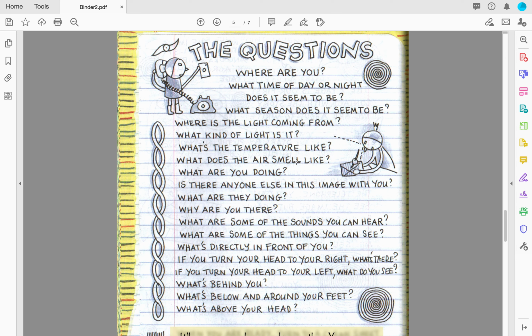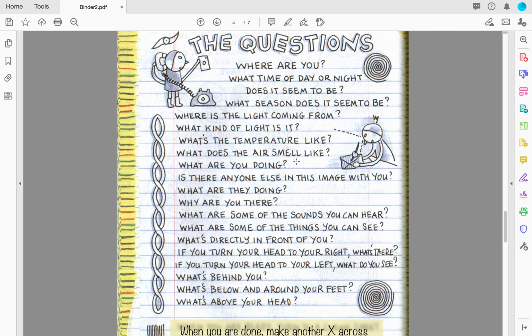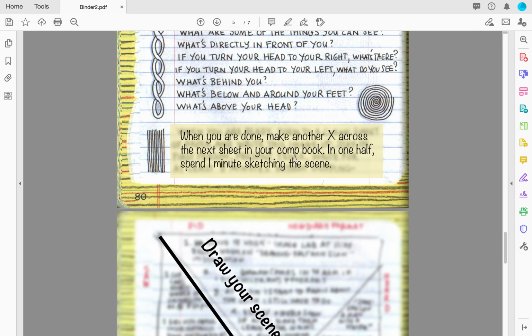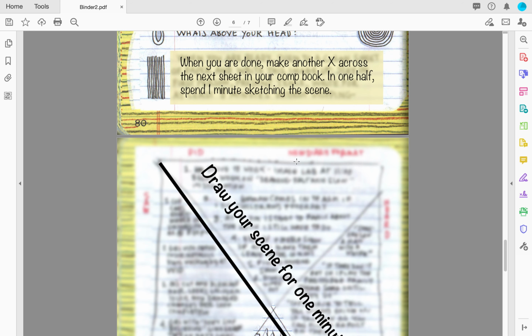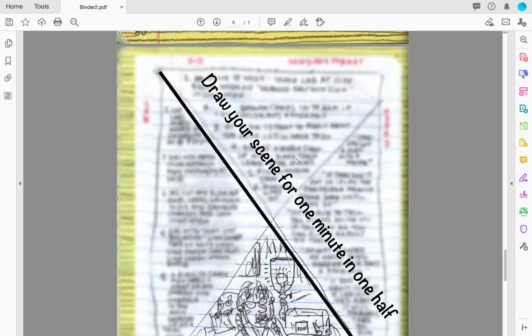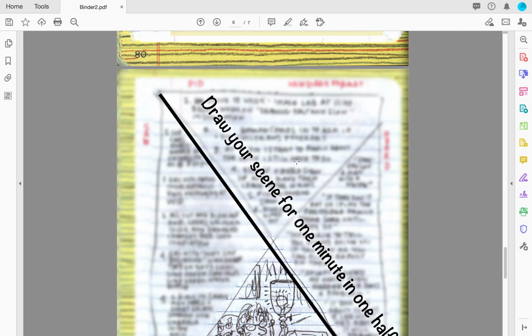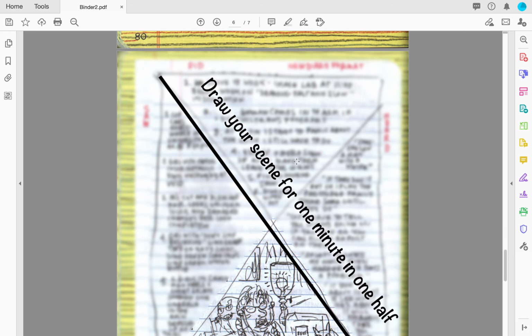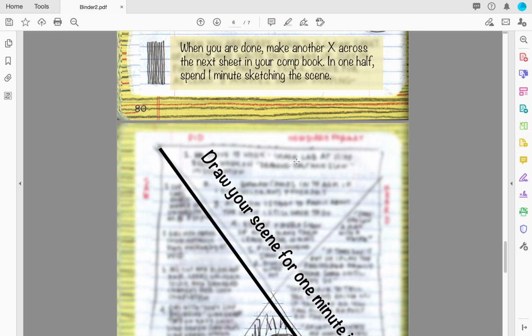And you're going to have 10 to 20 seconds to answer each of those questions and just write out text on the page. Then I want you to pause, and when you look at the other sheet of paper, you've got an X through it, but you're really going to do it in half. I don't really care how you do it in half, whatever two triangles you want, but you're going to spend 1 minute sketching out that scene.